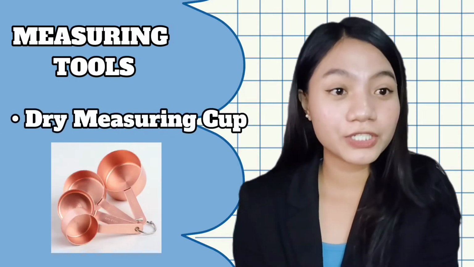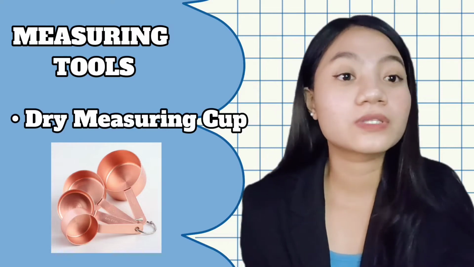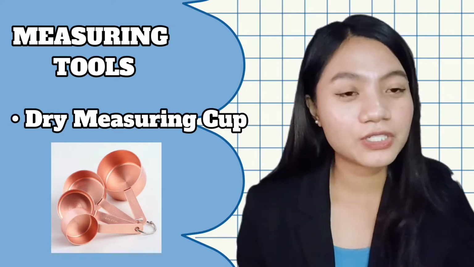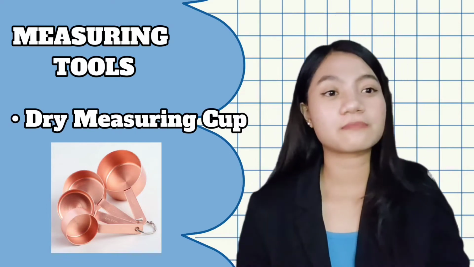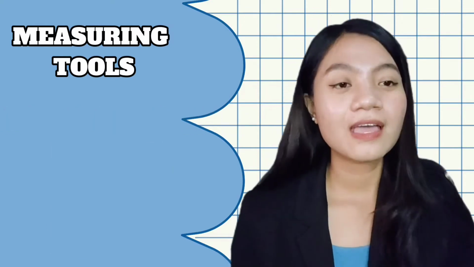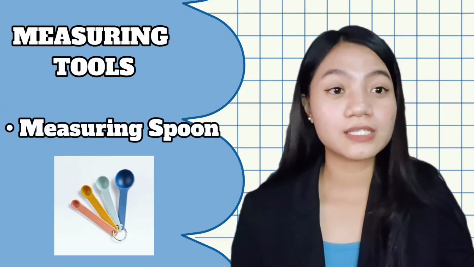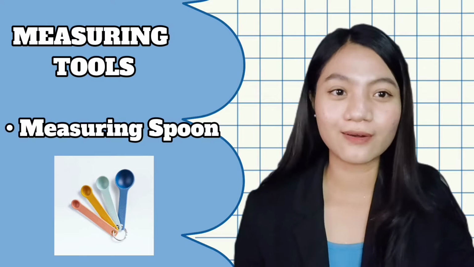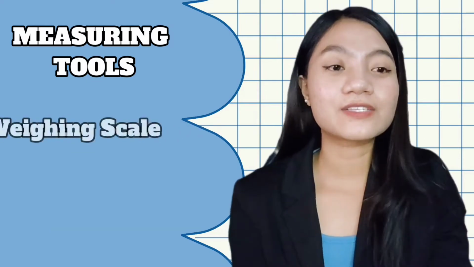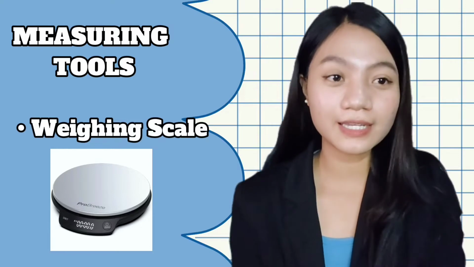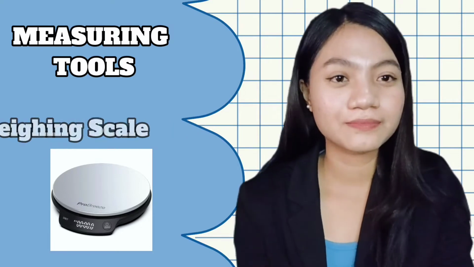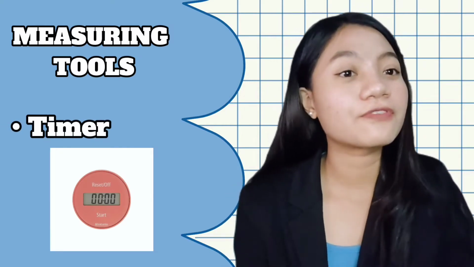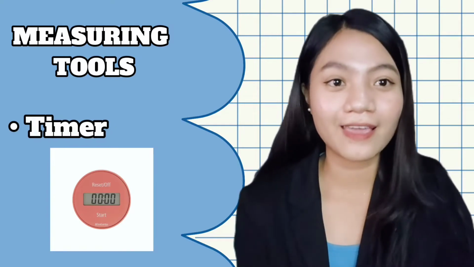Next, the dry measuring cup allows you to fill the cup to the top and then level off. Remove the extra with a straight edge knife or metal spatula, and this is made of metal or plastic. How about the measuring spoon? It is a set of spoons with different sizes for measuring small quantities of liquid or dry ingredients. Next is the weighing scale. It is used to measure ingredients for accurate measurement. Next is the timer. It is used in timing baked products, the rising of yeast, and to check the doneness of cakes.